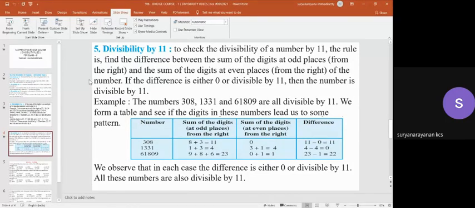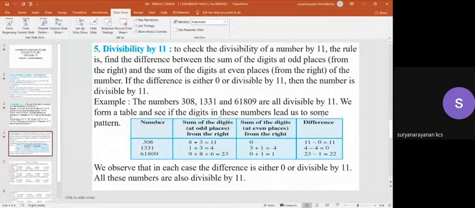Please memorize these divisibility rules, my dear children, which are very useful in simplifying fractions, and also in finding the LCM of given numbers. Now come to divisibility by 11. To check the divisibility of a number by 11, what is the rule?